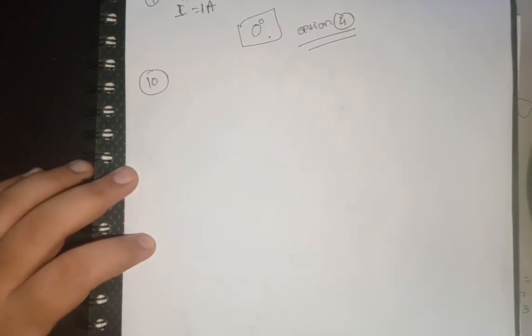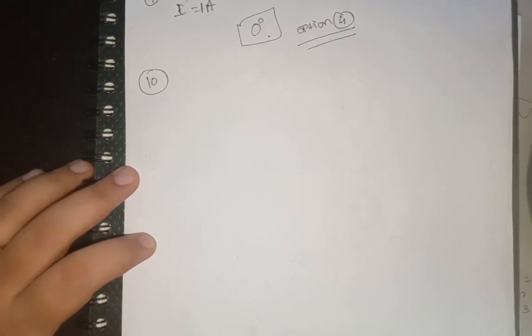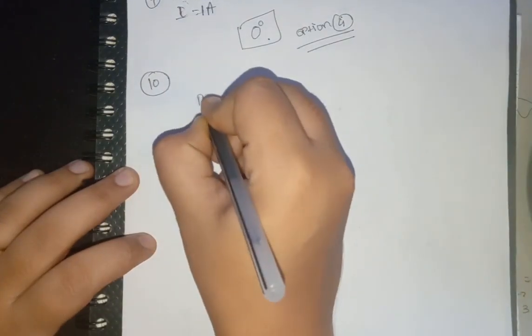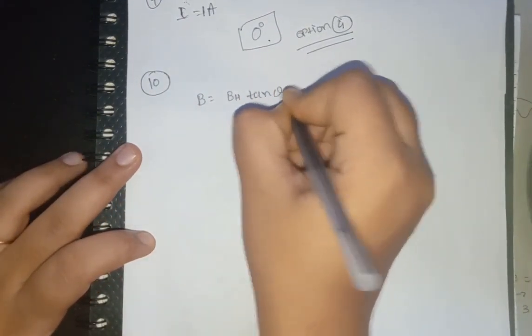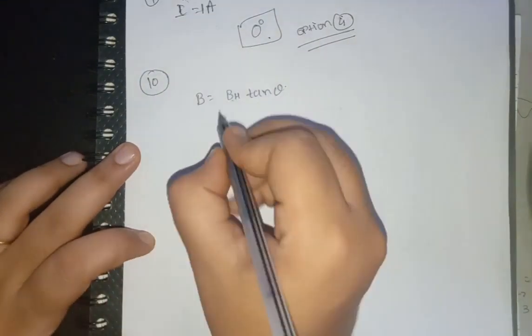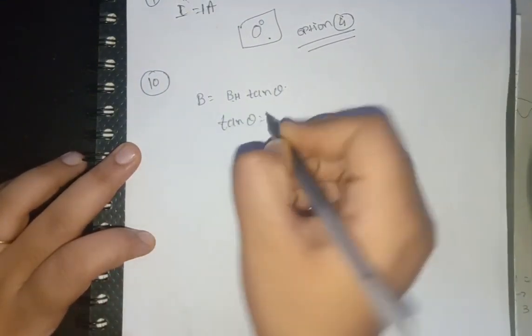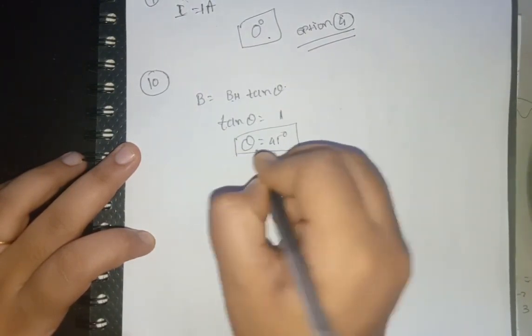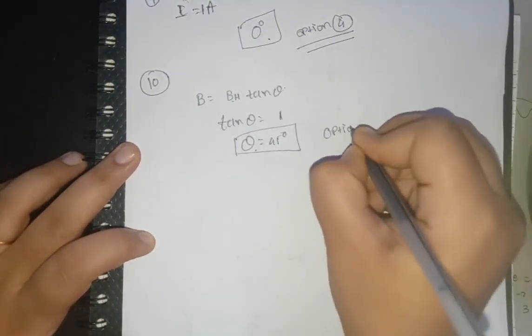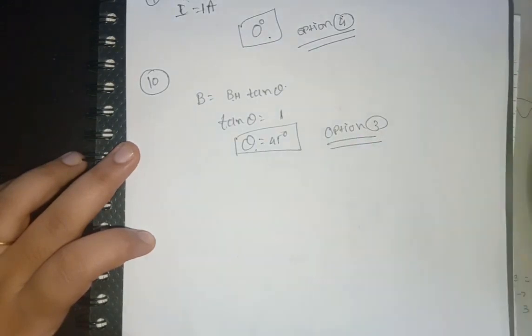In question number 10, for a tangent galvanometer, the magnetic induction produced by the coil is equal to the horizontal component of Earth's field. For a tangent galvanometer, we can write B equals BH tan theta. It is given that B and BH are equal. So tan theta equals 1, so theta equals 45 degree. Option 3 is the correct option.